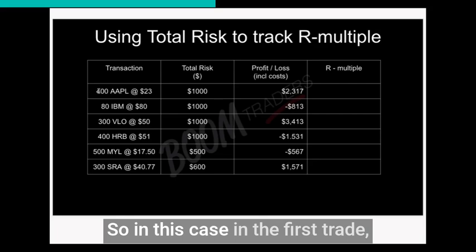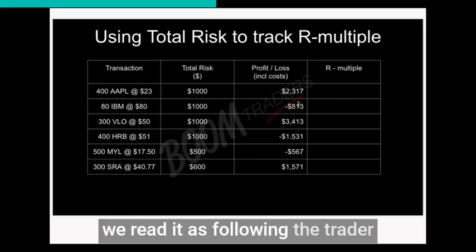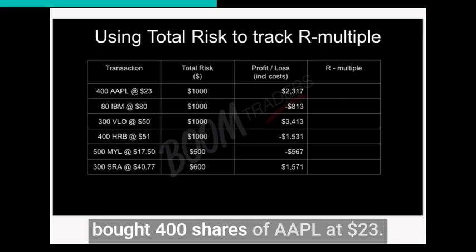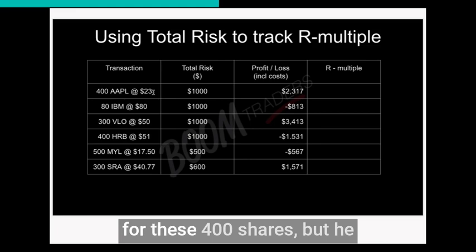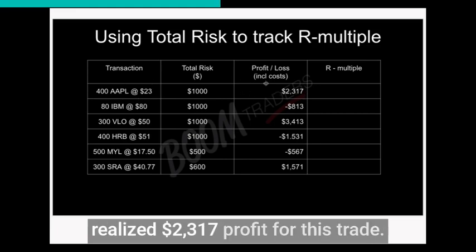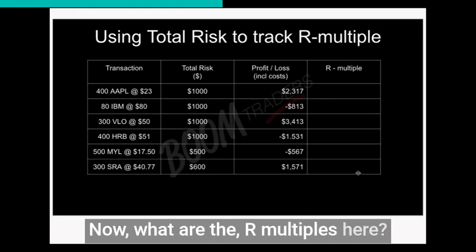So in this case, in the first trade, we read it as follows. The trader bought 400 shares of Apple at $23. He was planning to lose $1,000 for these 400 shares, but he realized $2,317 profit for this trade. Now, what are the R multiples here?